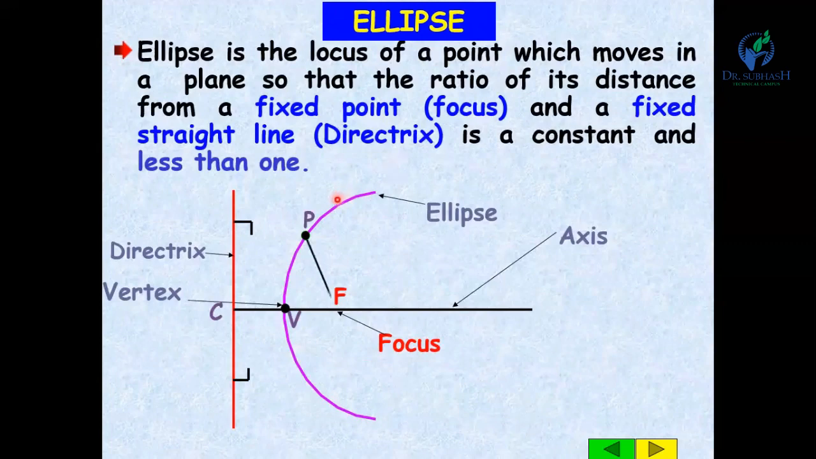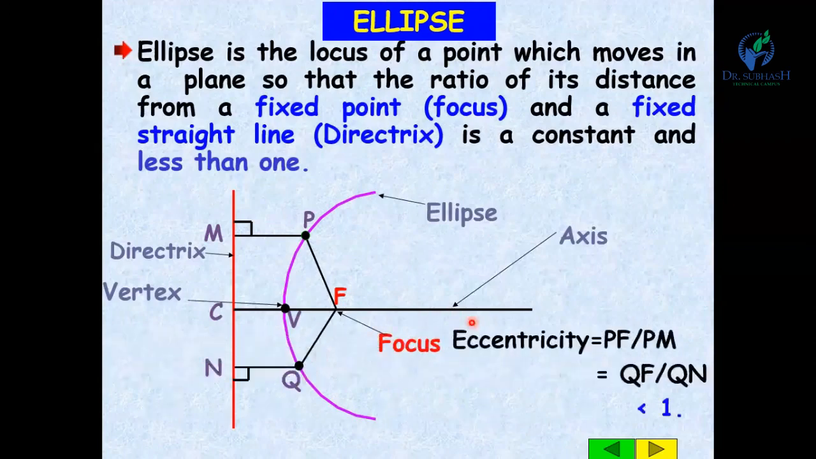So PF, PM, another point Q, QF, QN. As per the definition, the eccentricity is equal to PF upon PM is equal to QF upon QN, and is always less than 1. It means this distance VF is less than VC. So in the ellipse the eccentricity is always less than 1.